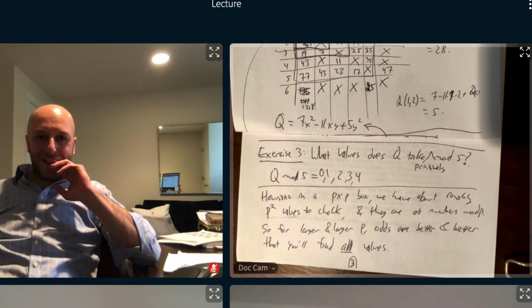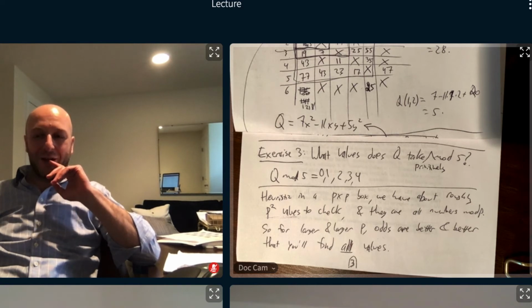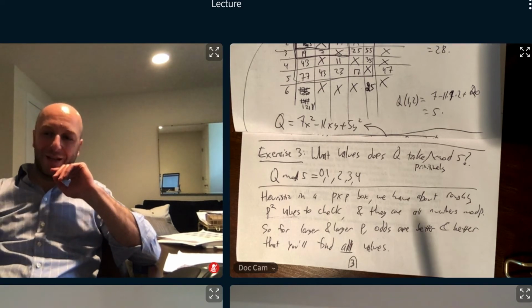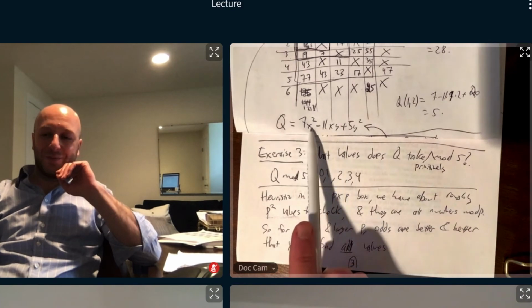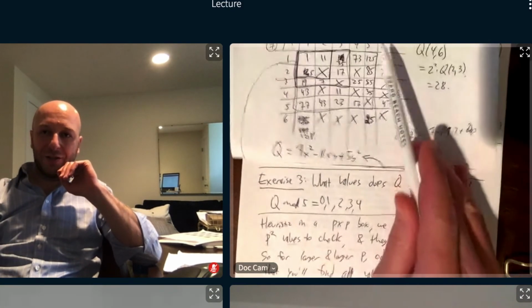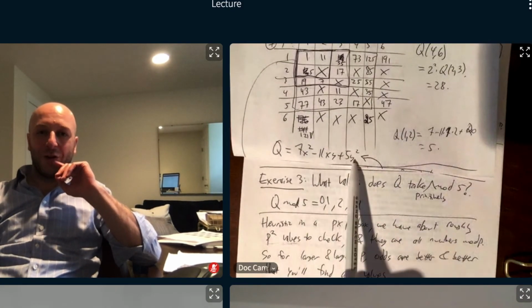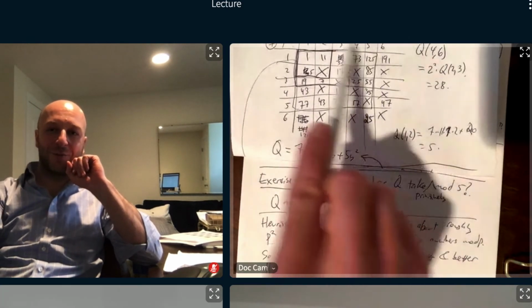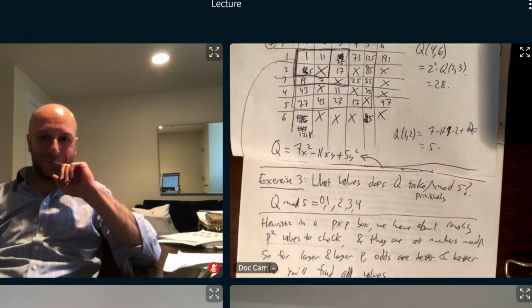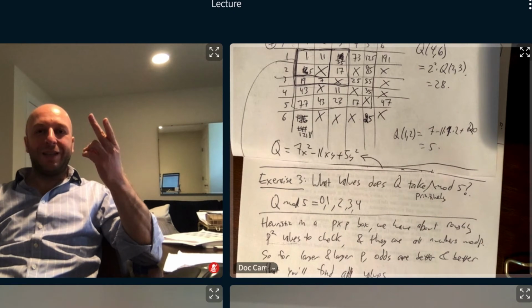Let me introduce an idea which was extremely crucial in Gauss's observations. What we did here is we didn't change Q, we changed the values of X and Y. What is the dual idea to that idea?